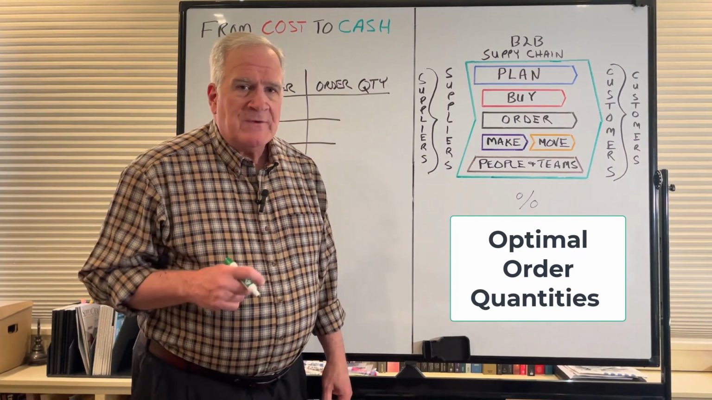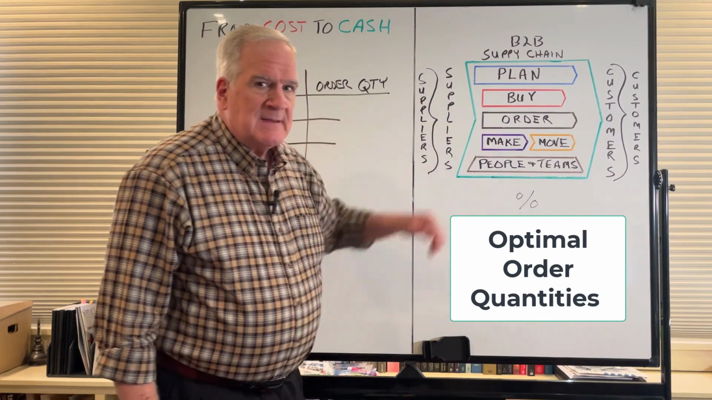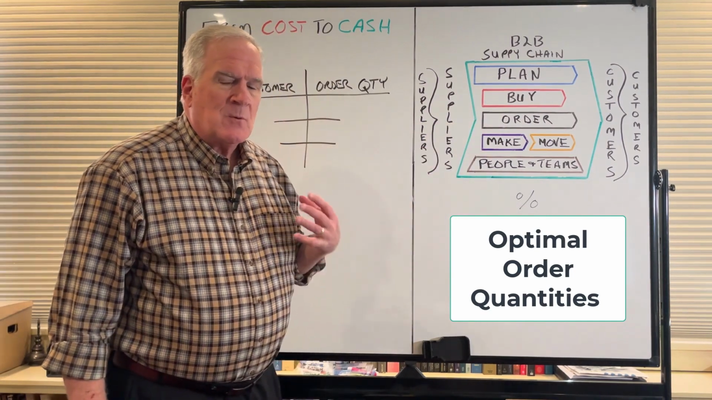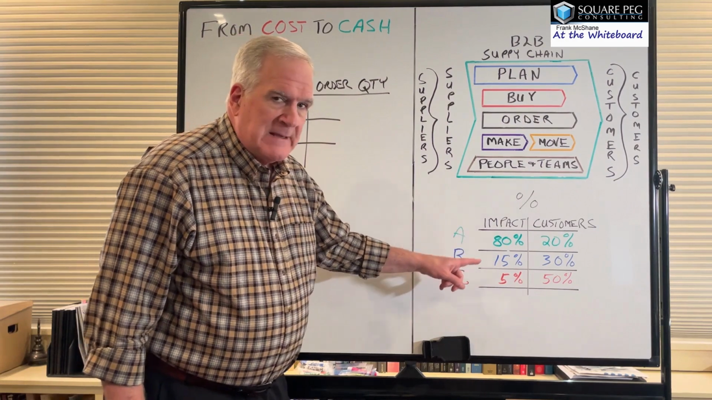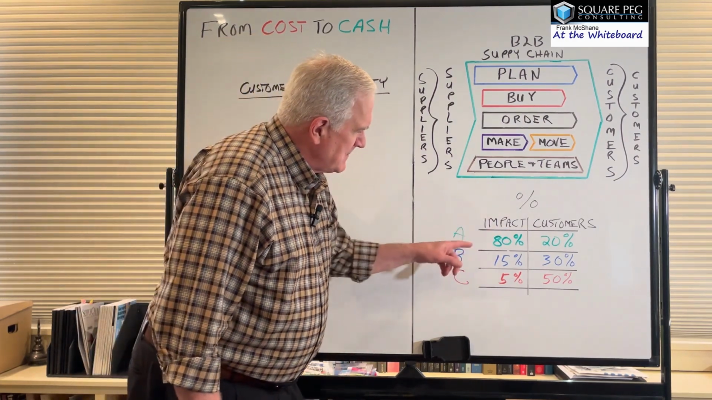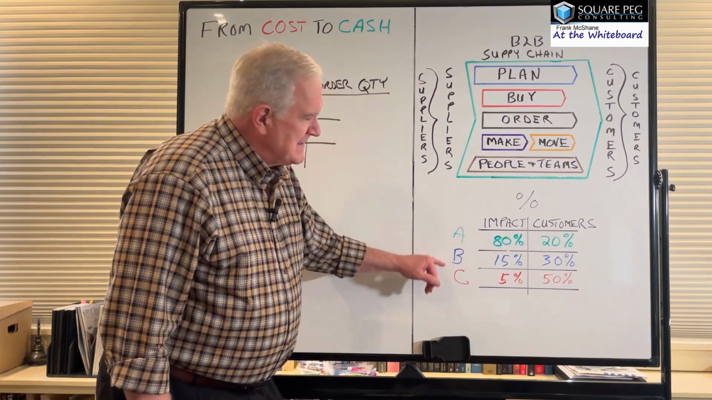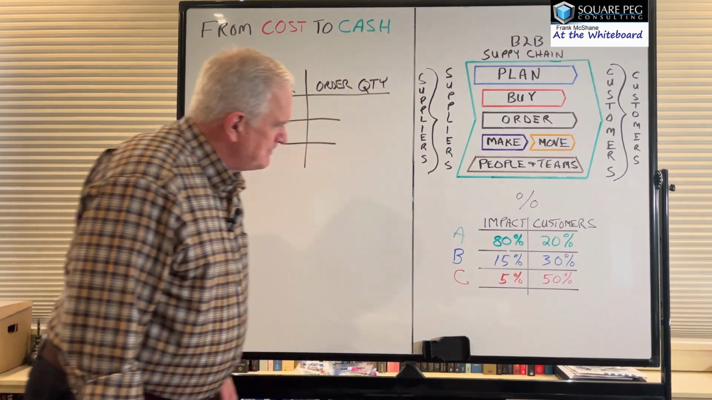In this whiteboard session, we're going to talk about an aspect of the order process around order quantities and order frequencies. And we're going to do so based on our breakdown of the relative cash contribution impact of our customers. And I've labeled them A, B, and C for ease of discussion.